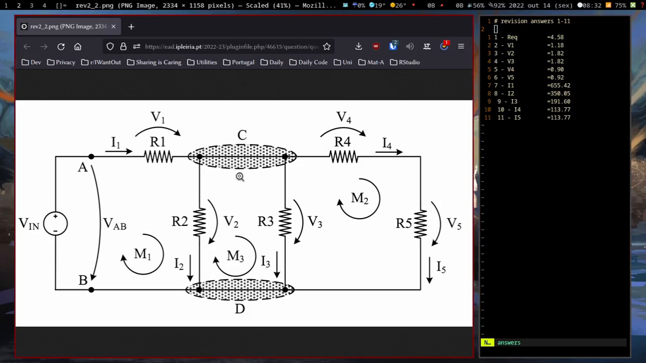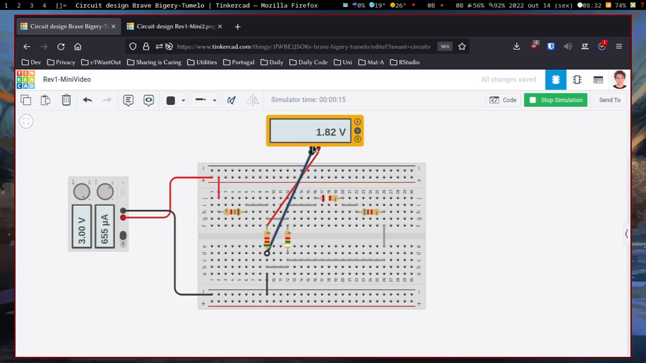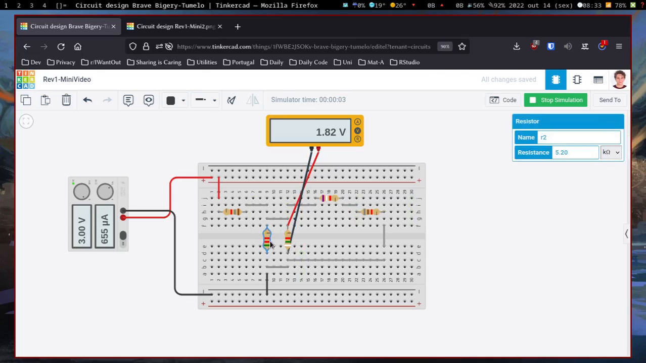Next, we need V3, which is right here. So I look for R3 and take its measurement. And you are going to notice something interesting: the measurement from R3 is the same as the measurement from R2. That's one of the properties of these things being in parallel.